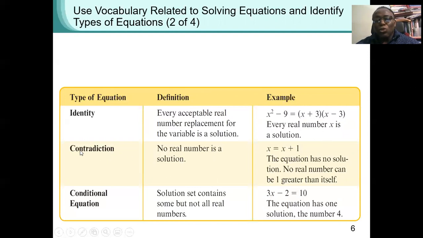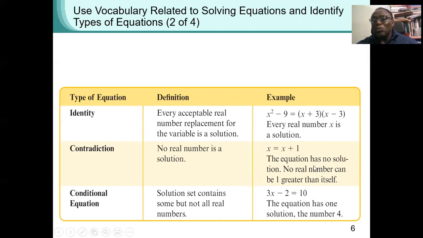Now we also have what we call the contradiction. Here we say no real number is a solution. For example, we have x equal to x plus 1. There's no solution for a value of x. Because what will happen, if I take the x to the left side, I'll get x minus x. So that will give me 0 equal to 1. So here we say the equation has no solution.